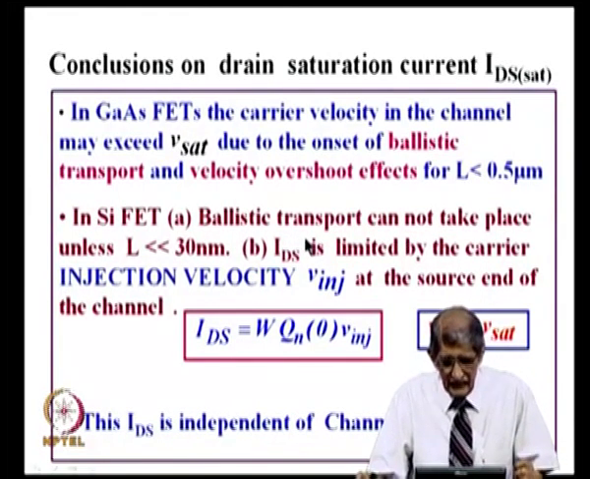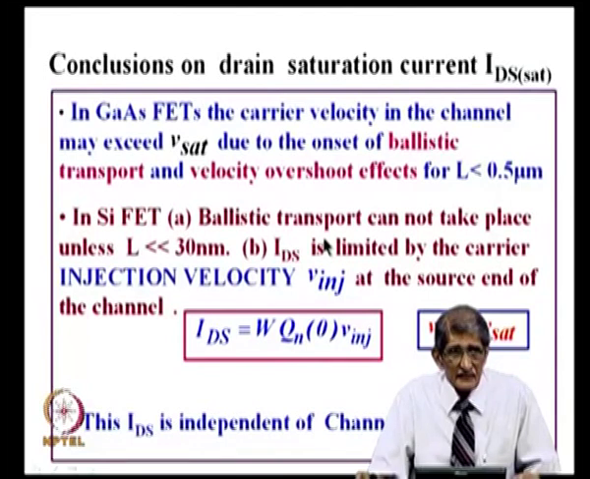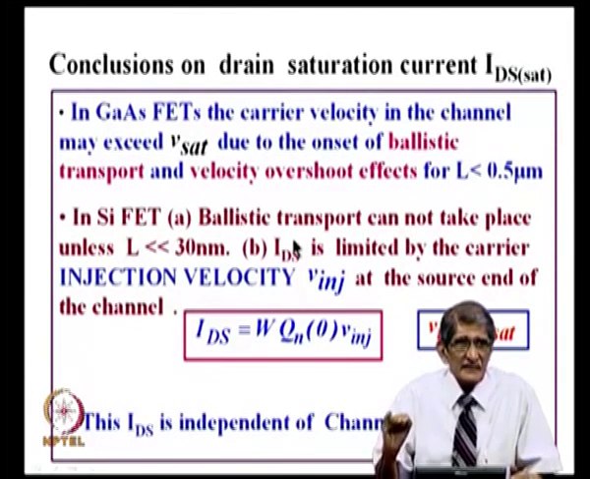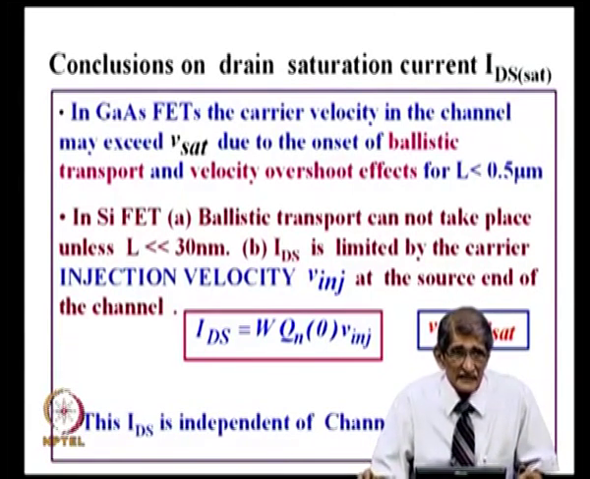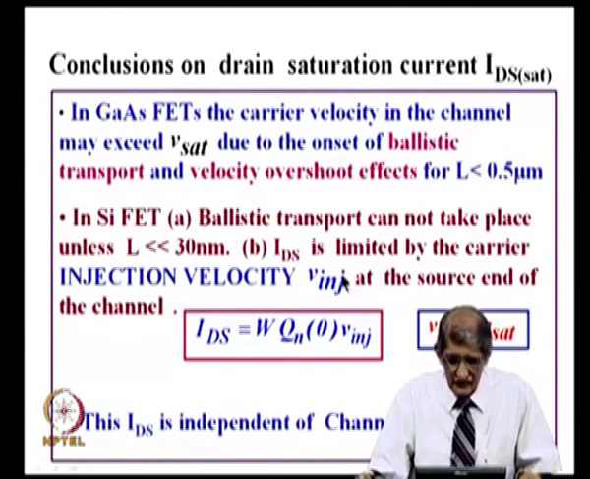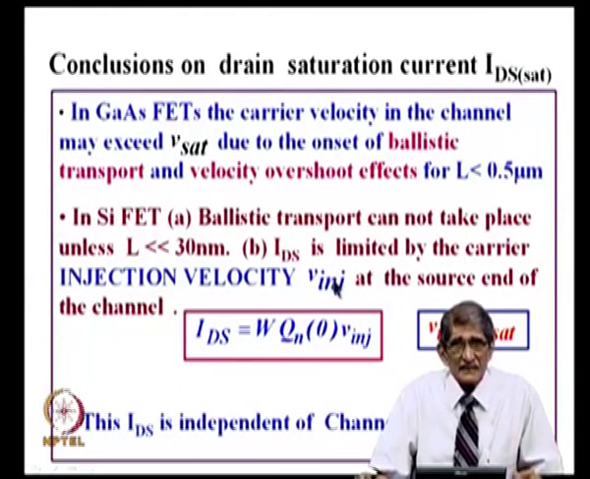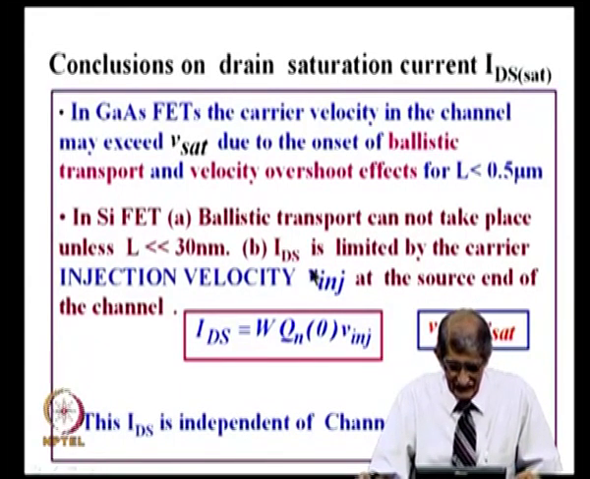So, the drain current is limited not by the saturation velocity, not by ballistic transport, not by velocity overshoot effect, but by the velocity with which the carriers are injected. Okay? That is, something else is controlling the injection velocity. So, at what velocity are the carriers injected? Okay?